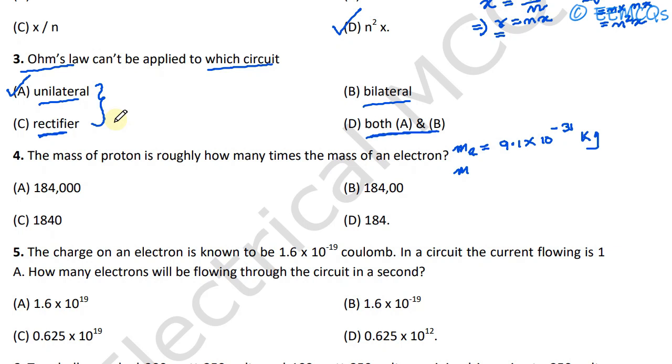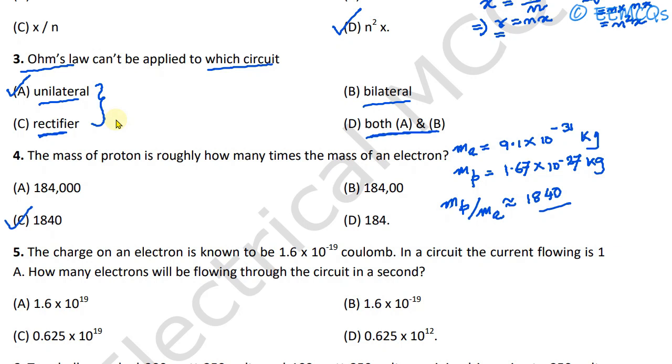And the mass of a proton is 1.67 into 10 to the power minus 27 kg. So just divide MP by ME. That will give you how many times the mass of a proton is to that of an electron. So just calculate MP by ME. You will get it to be approximately 1840. So here the answer will be option C.